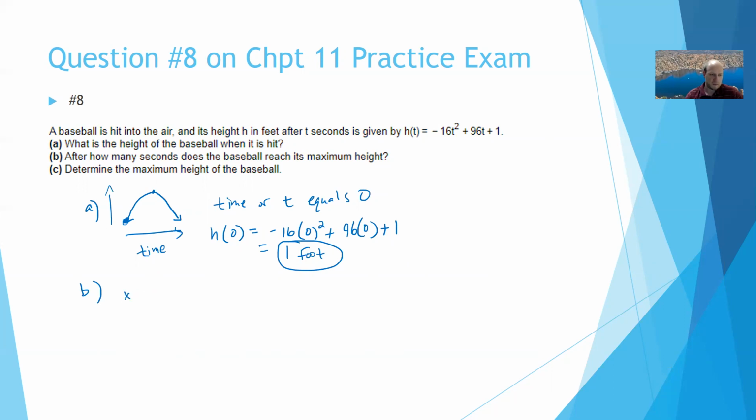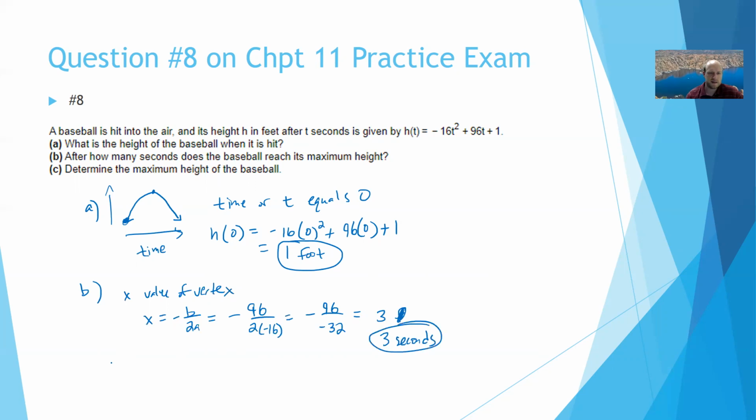Very simple. Again, the x value of the vertex, we know, is negative b over 2a for any parabola. So this is going to be negative 96 divided by 2 times negative 16. So it would be negative 96 divided by negative 32, which equals 3. So 3 seconds. After 3 seconds, it has reached its maximum height.